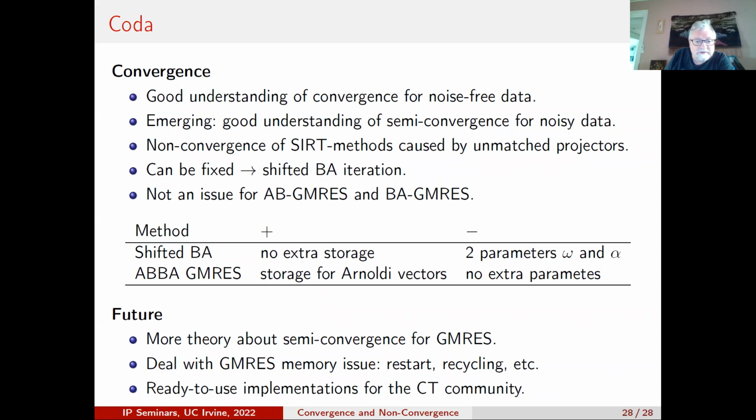So future work in this area is to try to develop more theory about the semi-convergence, and in particular semi-convergence for GMRES. There's still a lot of work to do there. How to deal with storage issues here for GMRES. So restart methods. There's also something more recent called recycling, which I want to take a look at. Maybe there's something there. And then maybe the most important thing is to somehow write some good code that the CT community can use for their reconstructions. Okay, let me finish right there.